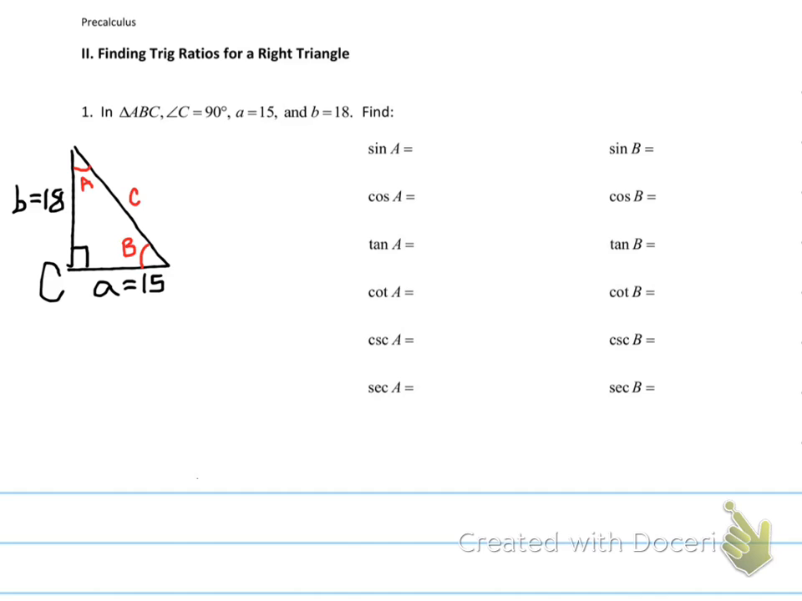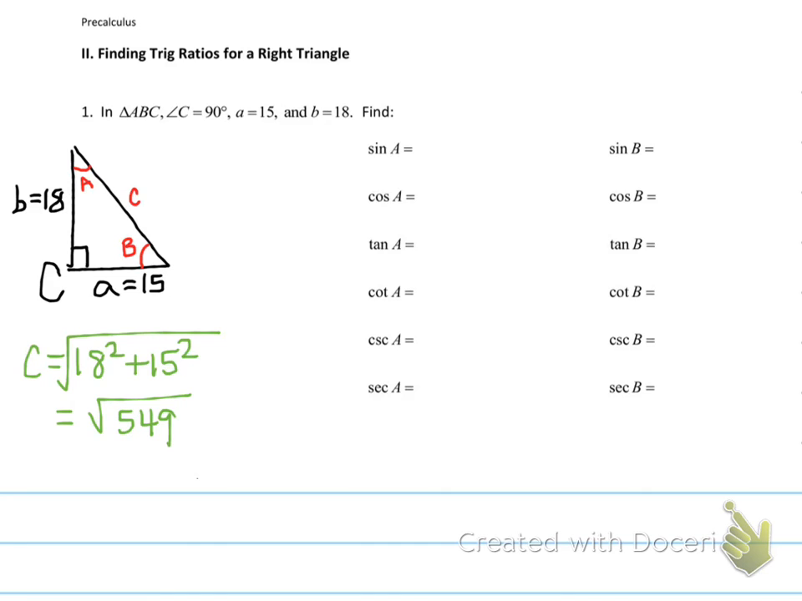So our second step is to find the unknown side. So we have two sides, we need to find the unknown side. So we're going to find C, and the way we do this is Pythagorean theorem. So C equals the square root of 18 squared plus 15 squared, so this equals the square root of 549.